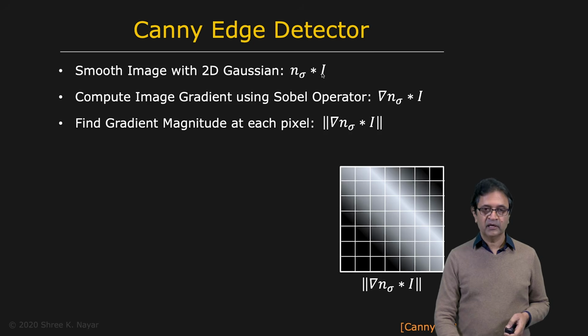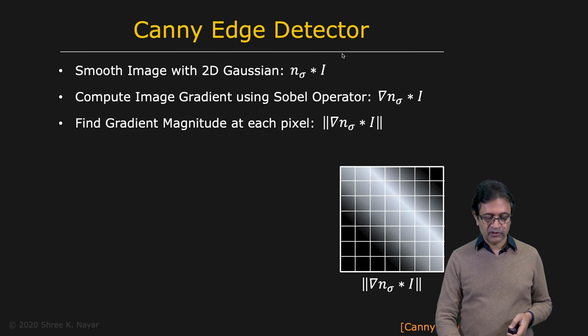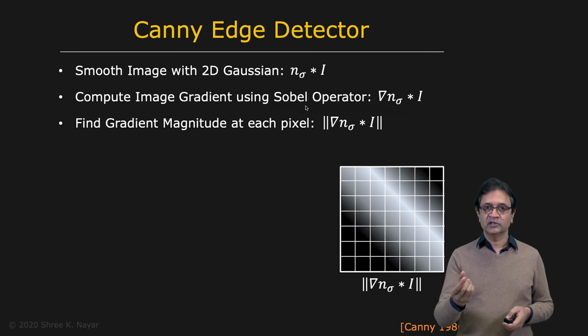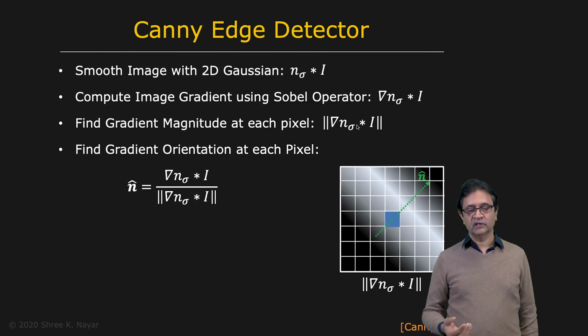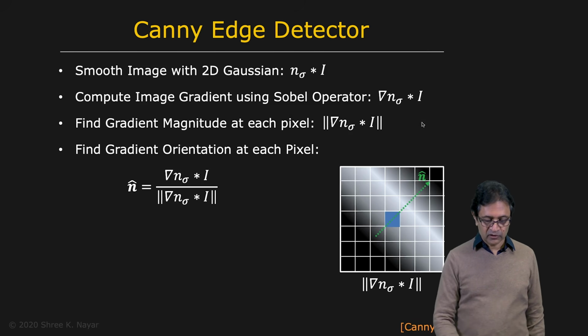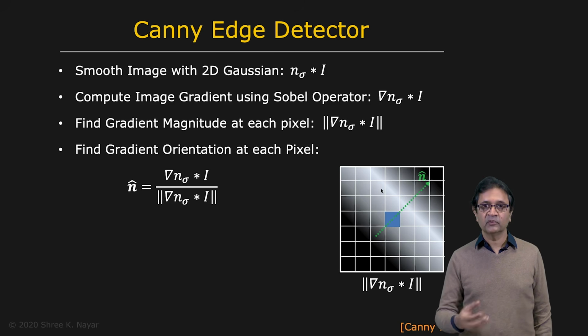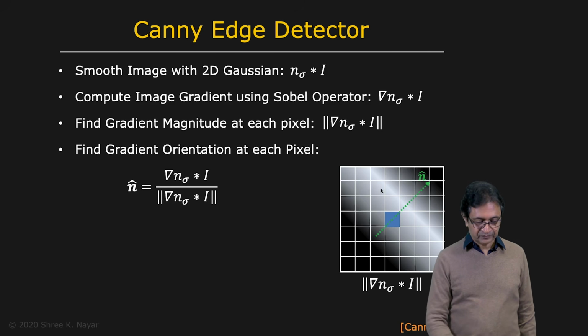And then you apply the gradient operator. For instance, using the Sobel operator, which is the 3x3 gradient operator we discussed earlier. You apply the gradient operator to the smoothed image, and what that gives you are two numbers at each point, the derivative in the x direction and the y direction. And from that, you can compute, of course, the magnitude of the edge at each pixel, and you can compute the orientation of the edge at each pixel. The magnitude is what's being shown in this image here. The brighter the point here, the higher the magnitude.